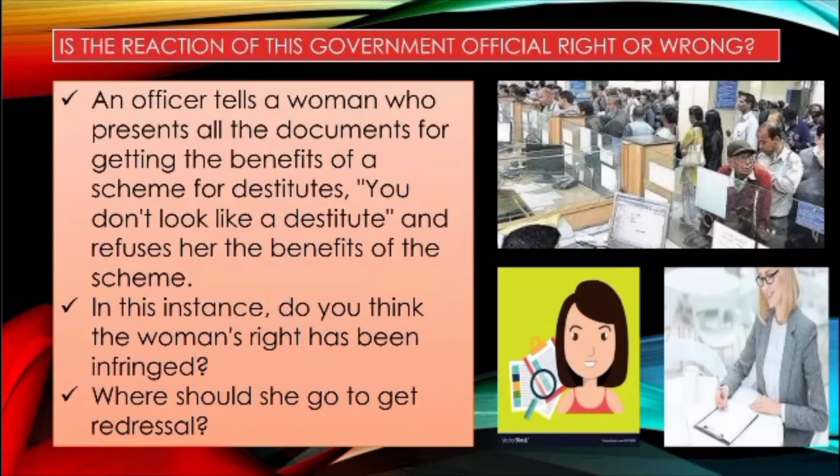with equal justice. We cannot judge a person by their looks or any such things. If a person is correct and has all the documents required for any kind of benefit, then the person has full right to take the benefit of that scheme.